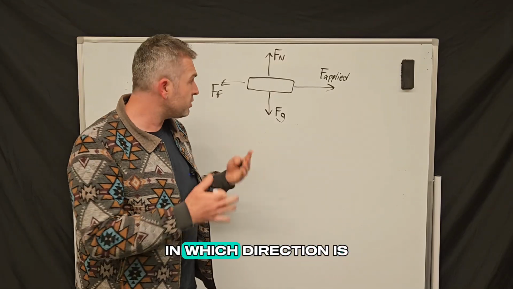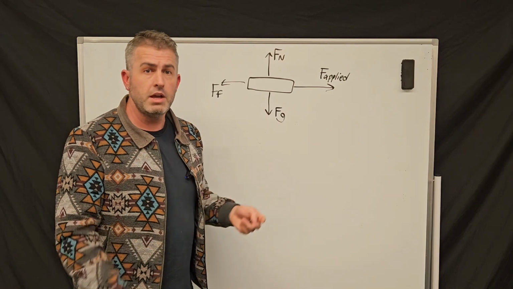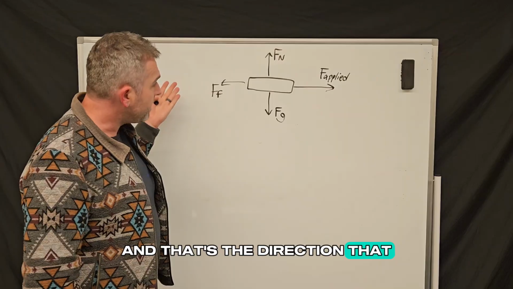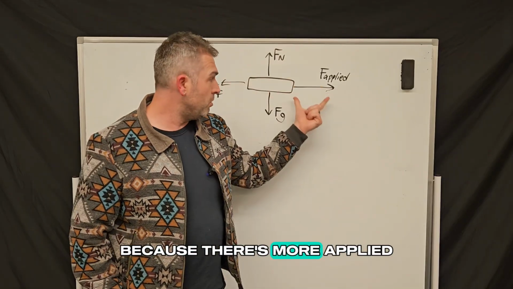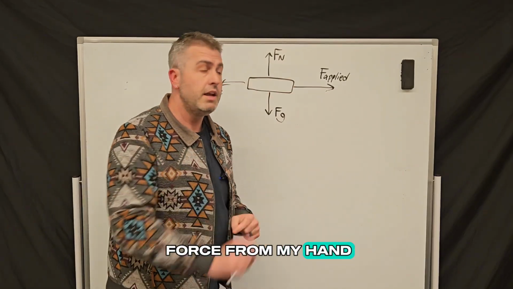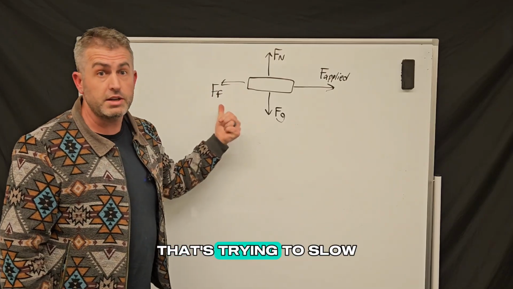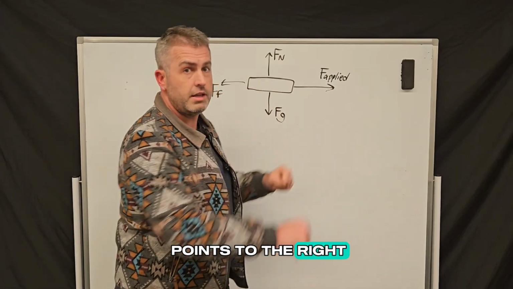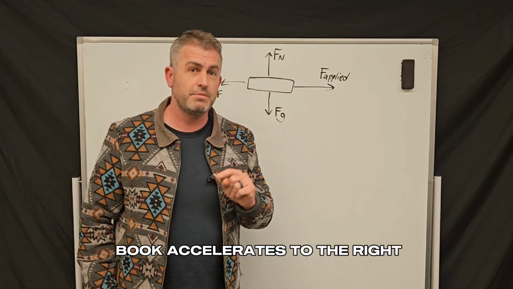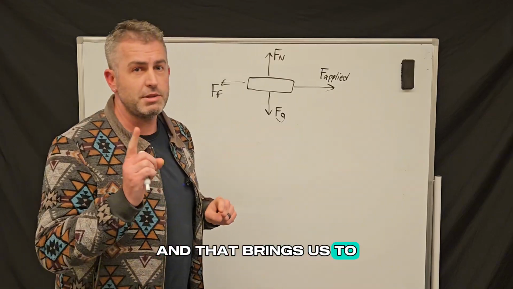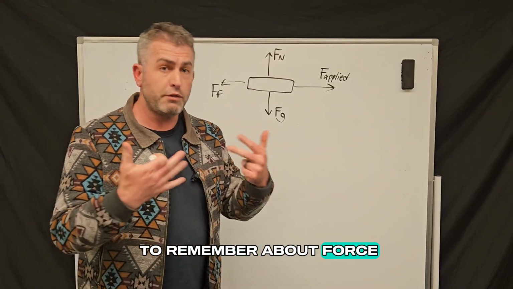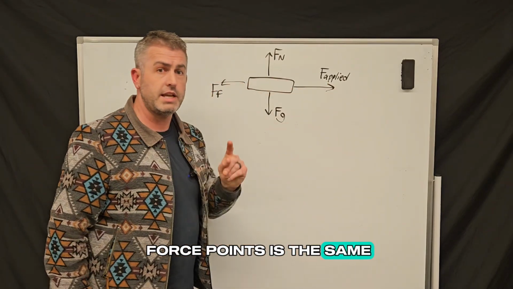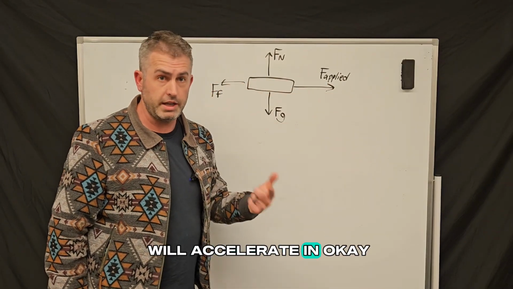In other words, in which direction is the overall force pointing? You can probably tell that the net force points to the right, because there's more applied force from my hand than there is from the friction that's trying to slow it down. And of course, if the net force points to the right, guess which way this book accelerates? To the right. And that brings us to the most important thing to remember about force and acceleration: whichever way the net force points is the same direction that an object will accelerate in.